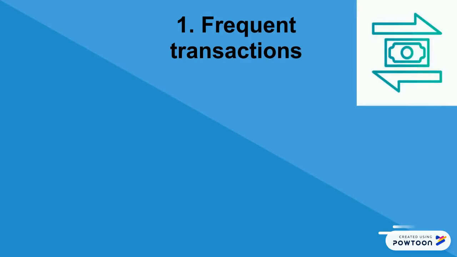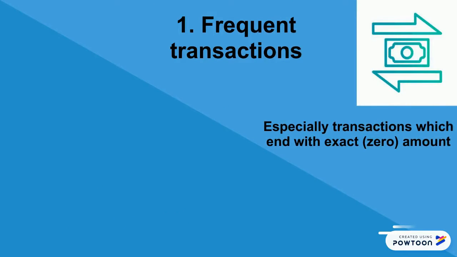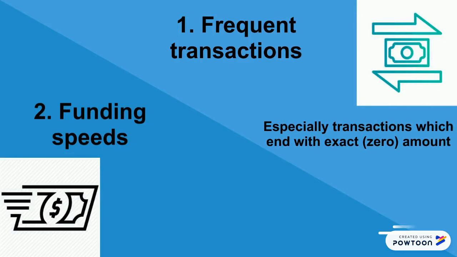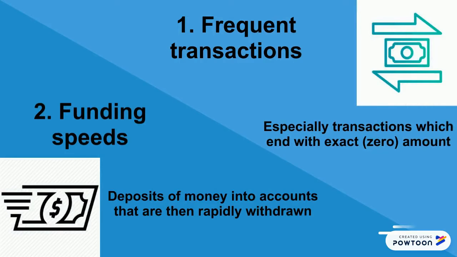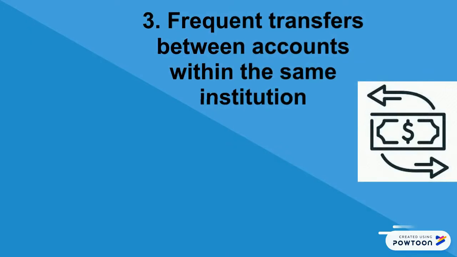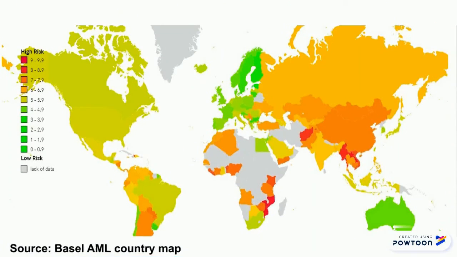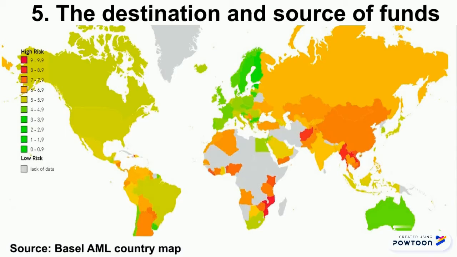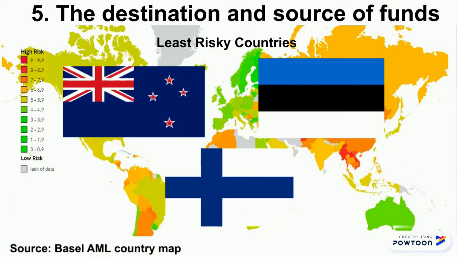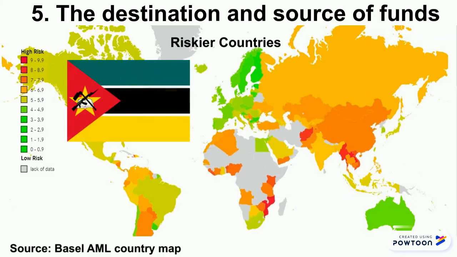First is frequent transactions, especially transactions which end with the exact amount. Second is funding speed, where a deposit of money into accounts is then rapidly withdrawn. Third is frequent transfers between accounts within the same institution, and the fourth one is frequent use of wire transfers into and out of accounts. The last one is the destination and source of funds, especially from high-risk countries or accounts. According to the Basel AML Index of 2019, the least risky countries are Estonia, Finland, and New Zealand, while the riskier countries are Mozambique, Laos, and Myanmar.